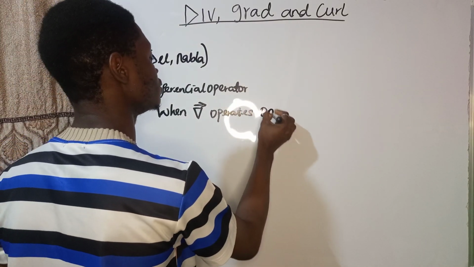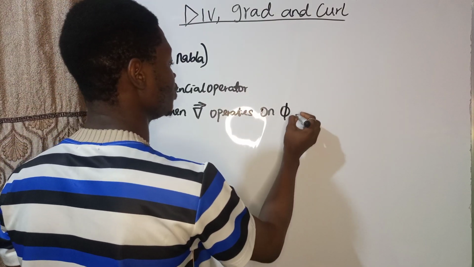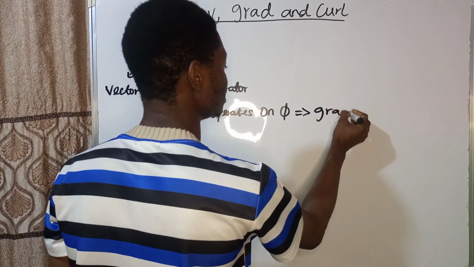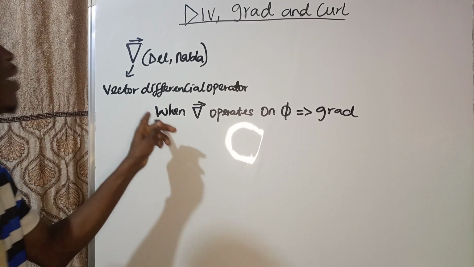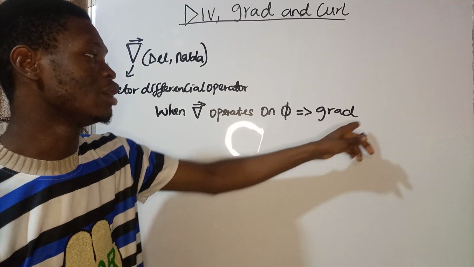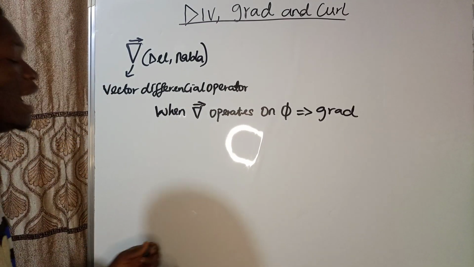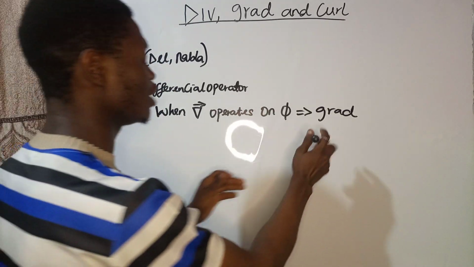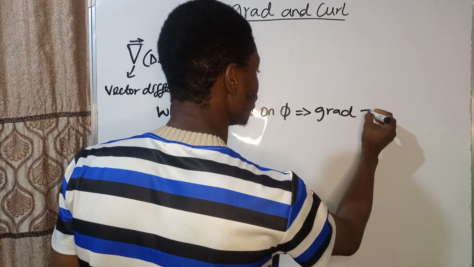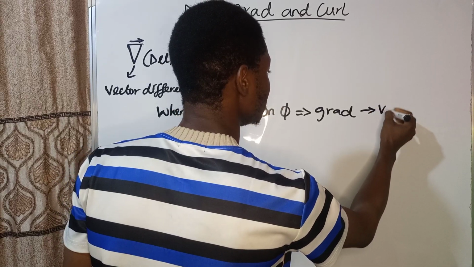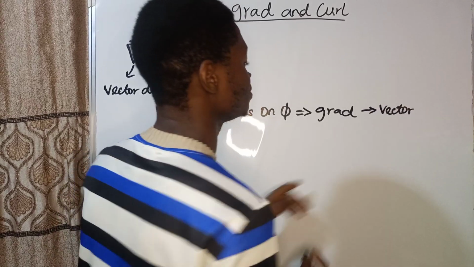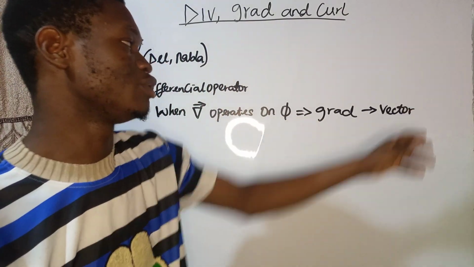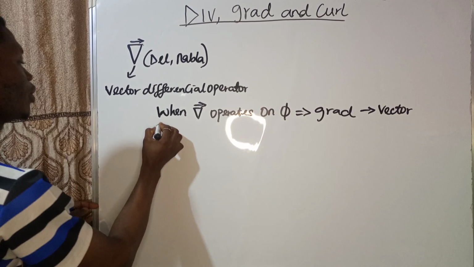operates on phi, we get grad. Whenever nabla operates on phi, we get grad. And the result after getting the grad will be a vector quantity. It will now have direction. When it operates to give grad, it will have direction.